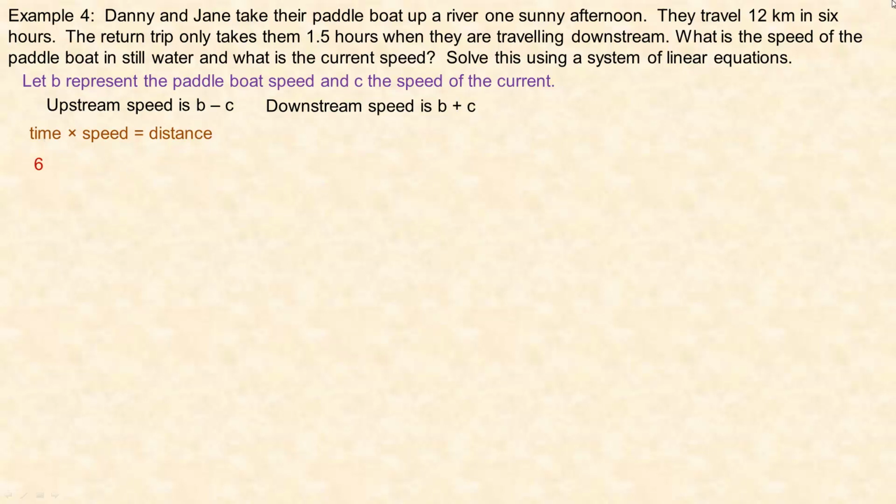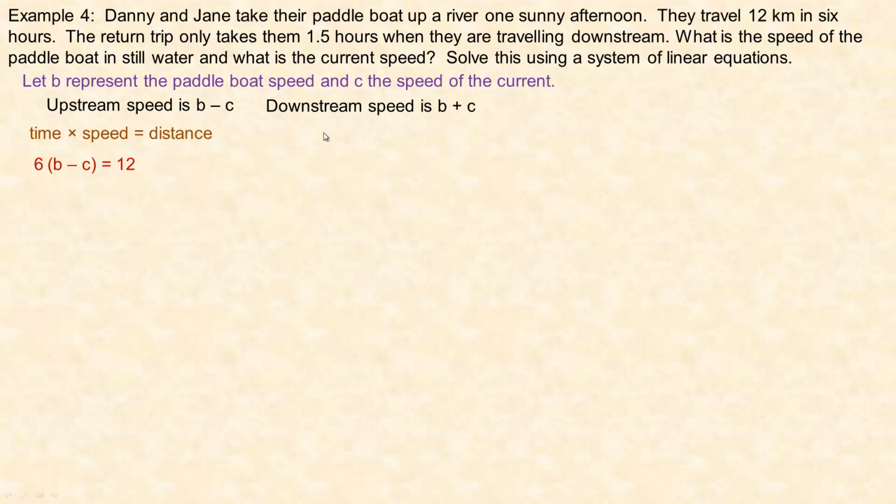So, when they went the 12 kilometers in 6 hours going against the current, the upstream one, the time was 6 hours. That's the 6 hours given here. The speed is the boat minus the current, B minus C, and the distance was the 12 kilometers. So this is the time, this is the speed, this is the distance. That's what I mean by using this to get an equation.